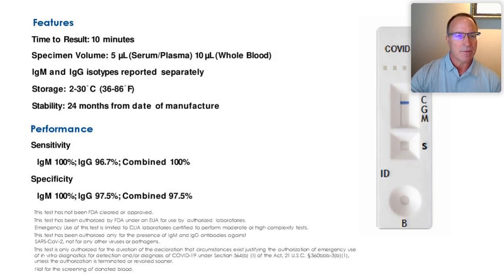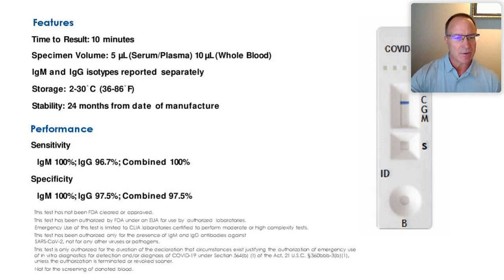We're looking at both IgG and IgM isotypes reported separately. So you've got the ability to see. I'll go through that in a second, but you'll see how it works. Storage: they're not to be frozen. They're to be kept basically at room temperature, and they'll last for 2 years.